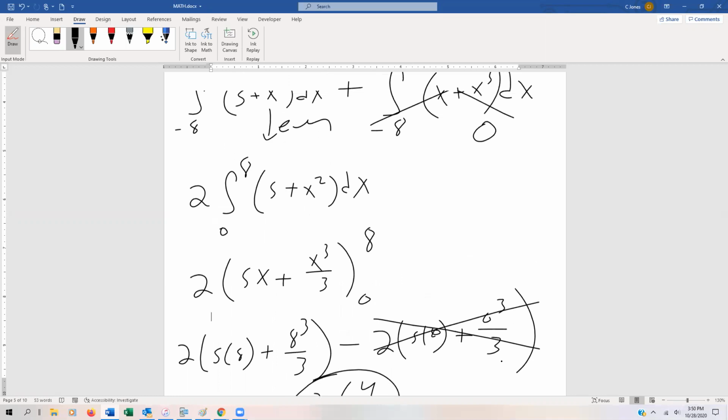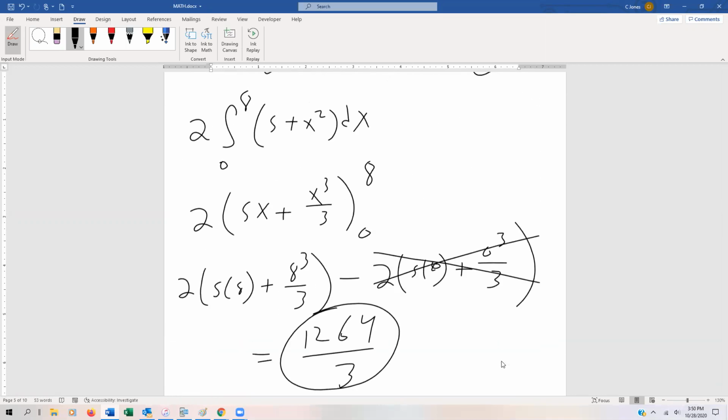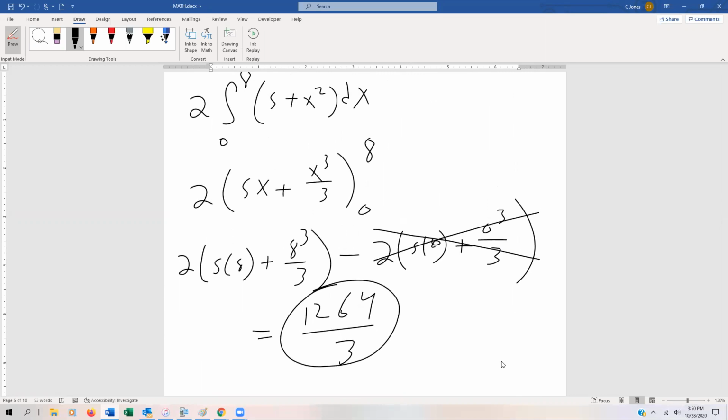Okay, it looks like it's bad, but after we split it up and we use our symmetry, it's not bad at all. Okay, so hopefully this illustrates the power of symmetry and how it can be used to make your life a little bit easier when we evaluate these integrals.